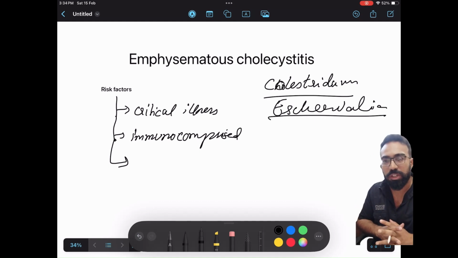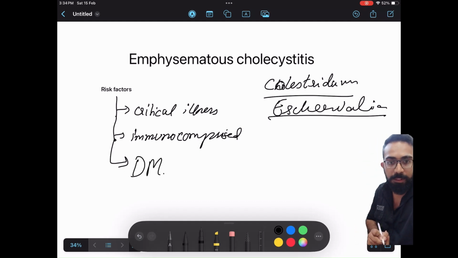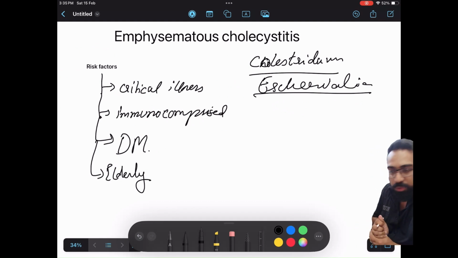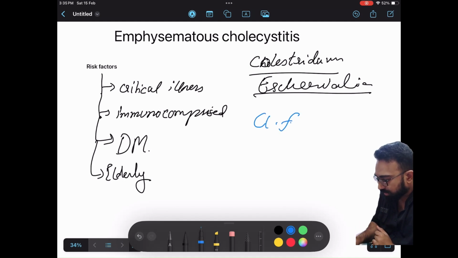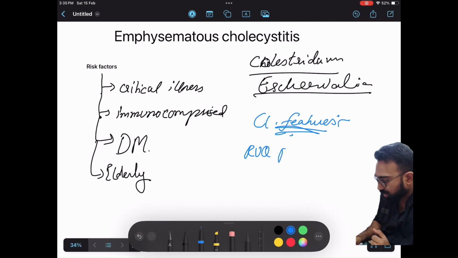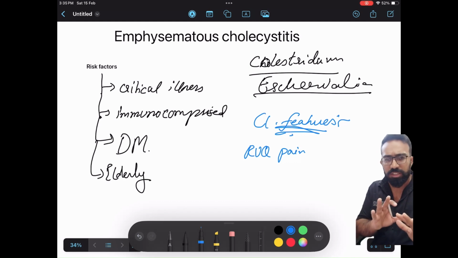What is that type of individual? These are the individuals having diabetes mellitus, DM. Now, these people who are mostly elderly, with critical illness, immunocompromised, or diabetes, get this infection by gas-forming organisms. Now, what will be the clinical features? All the clinical features of acute cholecystitis and acute cholangitis, like right upper quadrant pain, fever, nausea, vomiting, are going to be there.